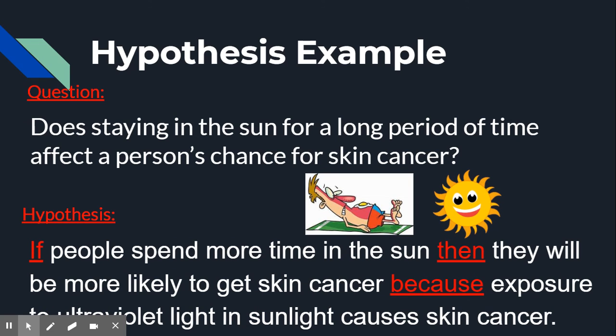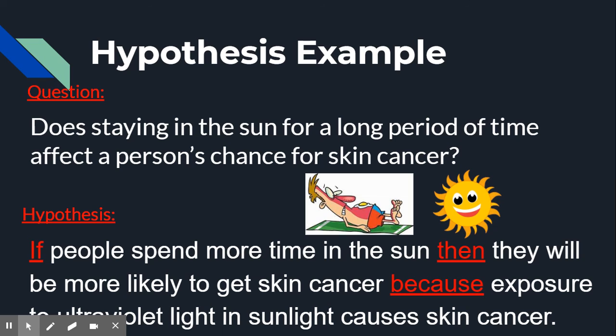All right, welcome back. So here's my hypothesis. If people spend more time in the sun, then they will be more likely to get skin cancer because exposure to ultraviolet light in the sunlight causes skin cancer. So I have all three parts that I need there for a good hypothesis. I have my if, I have what's going to change, which is people are going to spend more time in the sun. I have my then, they'll be more likely to get skin cancer, so that's my prediction for what's going to happen. And then I have my because there, exposure to ultraviolet light in the sunlight causes skin cancer. That's my explanation for why I think some person would be more likely to get skin cancer.